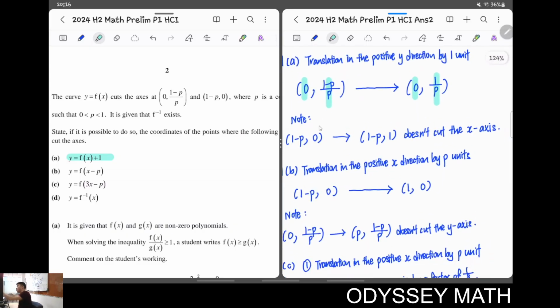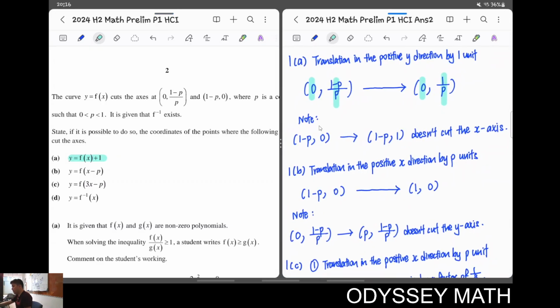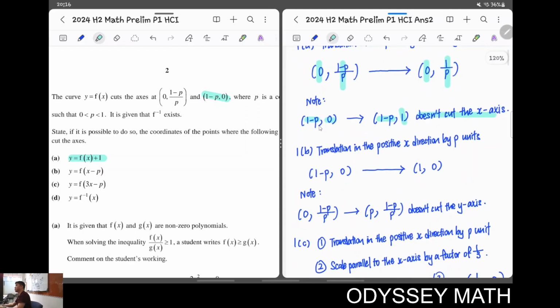So this is the point (0, 1 over p) on the curve y equals f(x) plus 1 that is on the y-axis. Understand? However, for the other point, if you translate in the positive y direction by 1 unit, it would be 1 minus p stays the same, but 0 plus 1, but this does not cut the x-axis. Got it? So that is pretty much it.